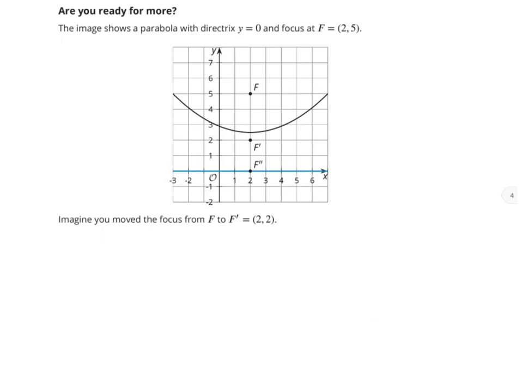All right, next little bit. Are we ready for more? Have we kind of processed it? We're going to do something a little bit different here. We've got this parabola, and this parabola, the one that's graphed, has this focus right here, F, and this directrix. But they're saying, what would happen if we moved that focus, we brought it down closer to the directrix, meaning as this distance from the directrix to the focus gets shorter, what happens to the parabola?